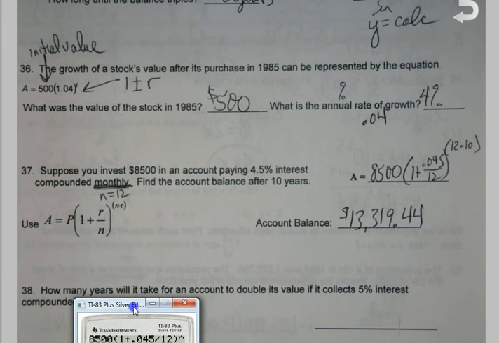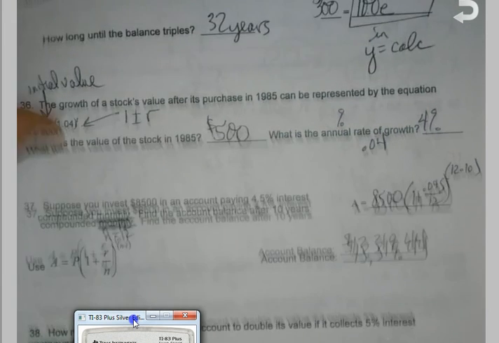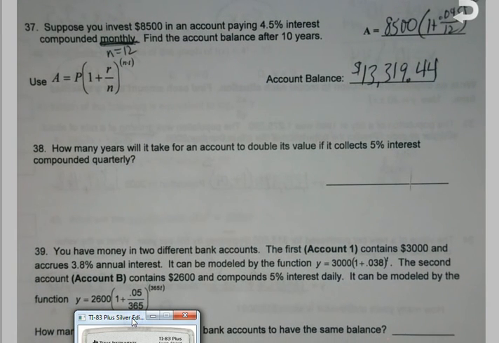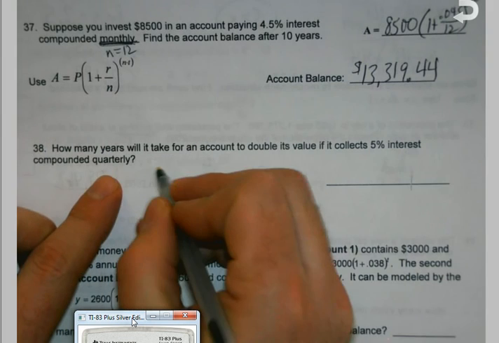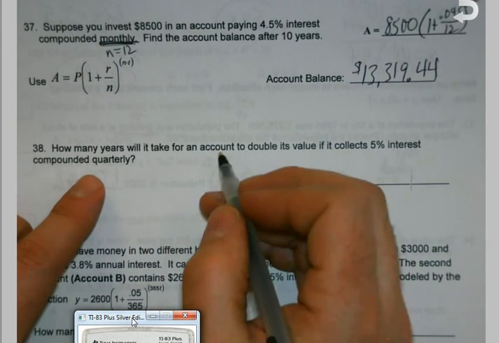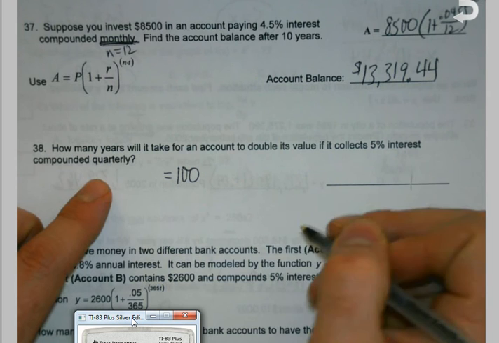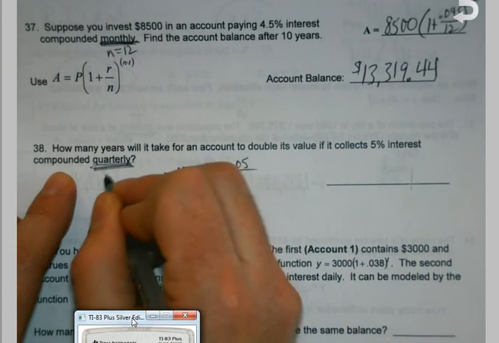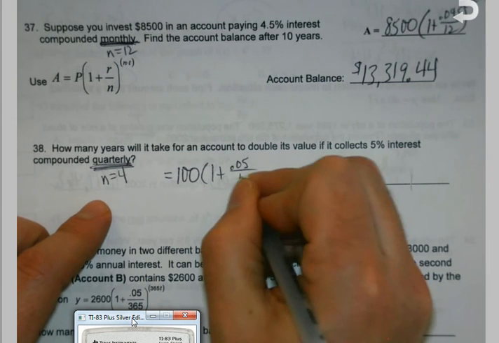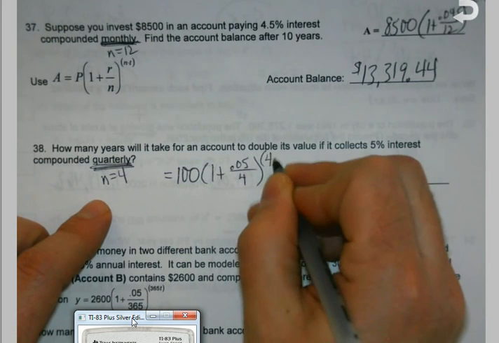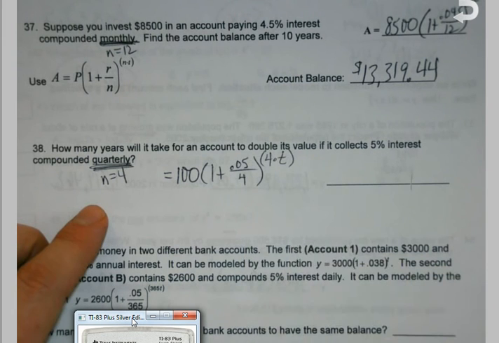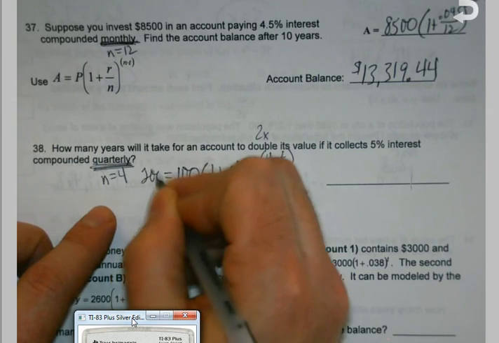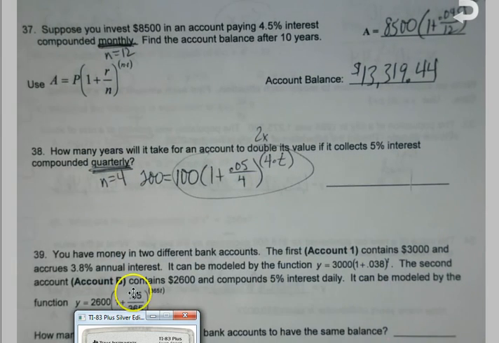But then I look at the next question. How many years will it take for an account to double its value if it collects 5% interest compounded quarterly? I'm using the same thing. Again, they're not telling me how much. I always like using 100 when that happens. Collects 5% quarterly, happens 4 times a year. And how many years? So I don't know what this value is. But I know double means 2 times, so this would be 200.